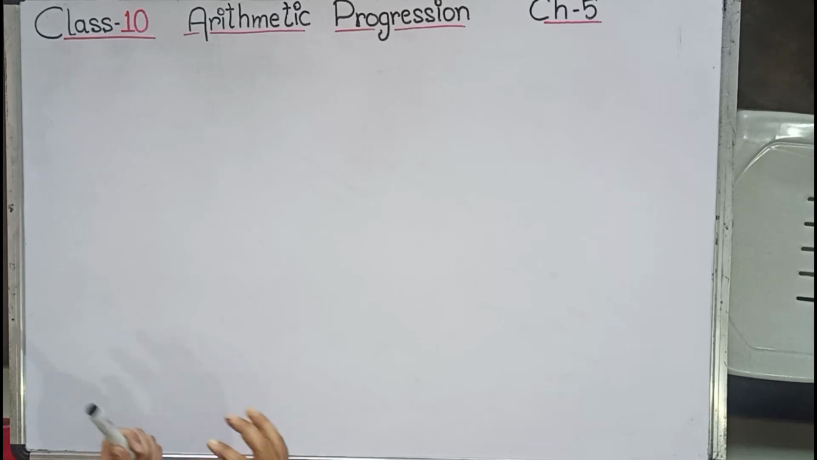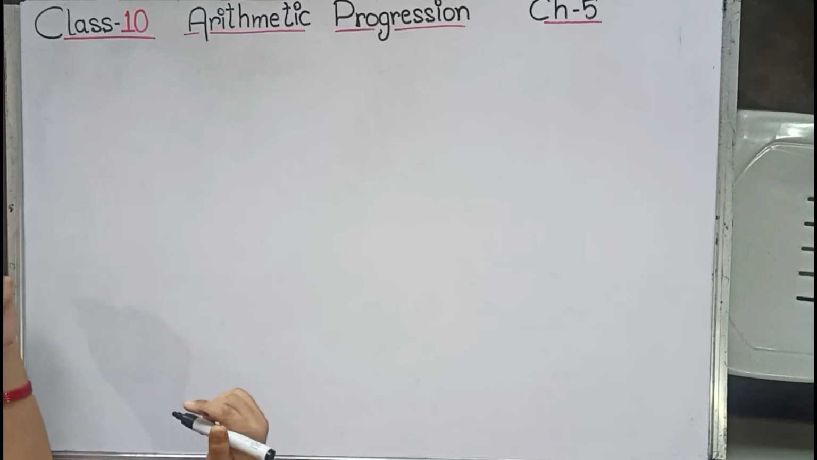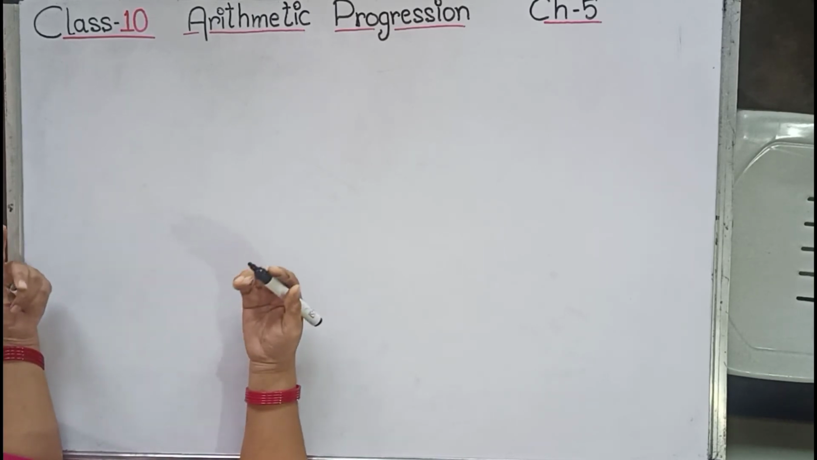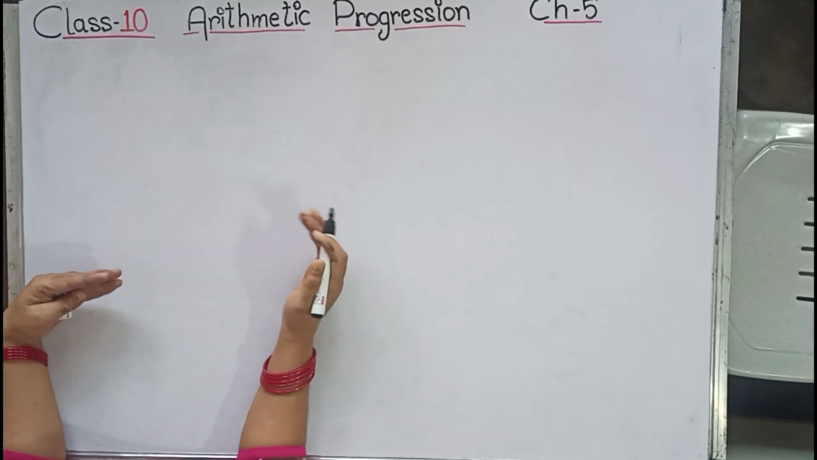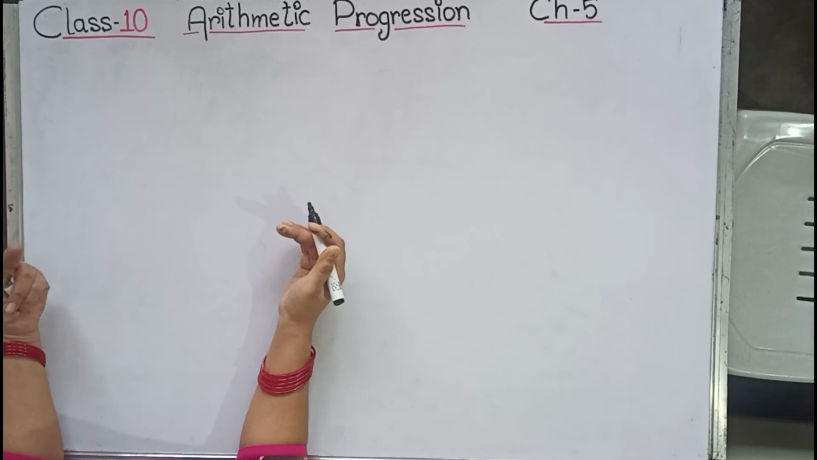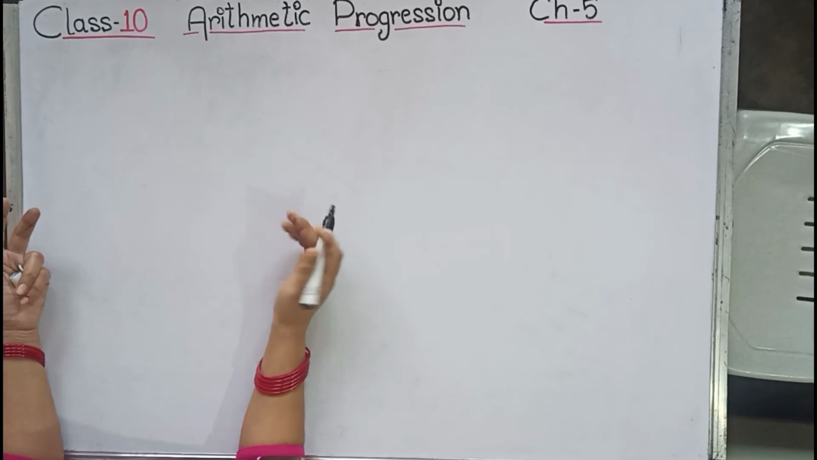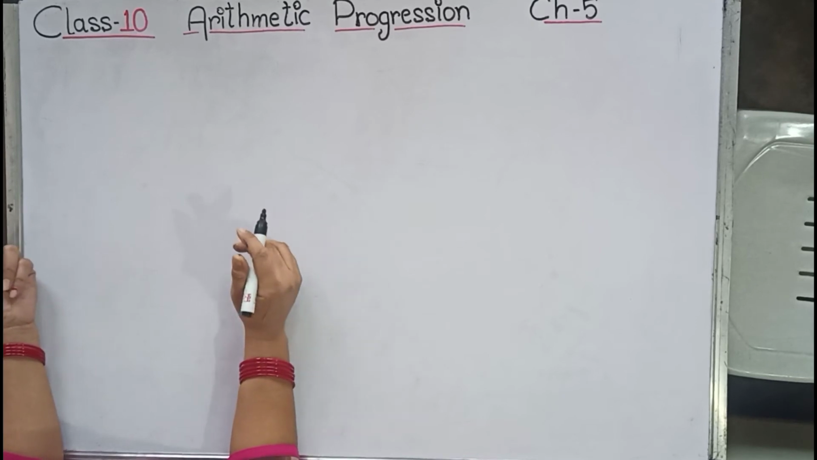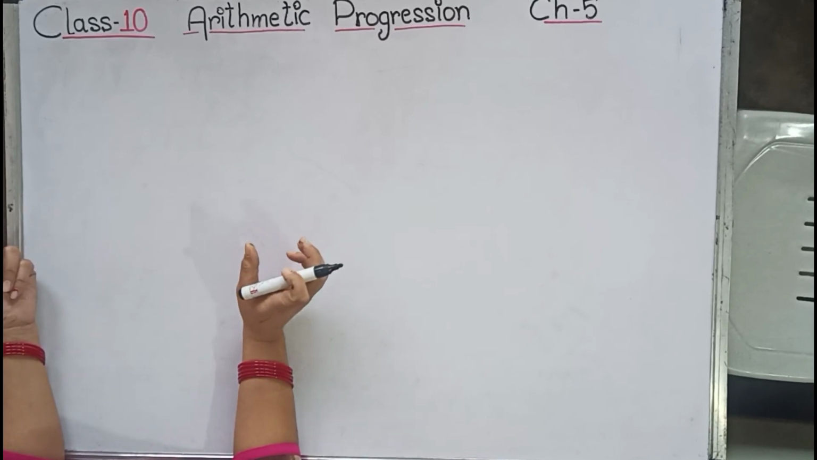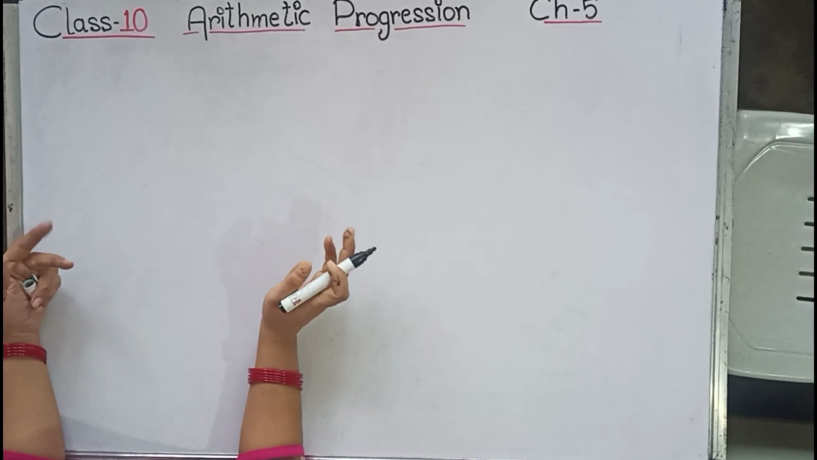So children, let me repeat again. A series is said to be an arithmetic progression if the common difference is constant throughout. That is, the difference between any two consecutive terms is constant throughout. This common difference can be 0, negative or positive.